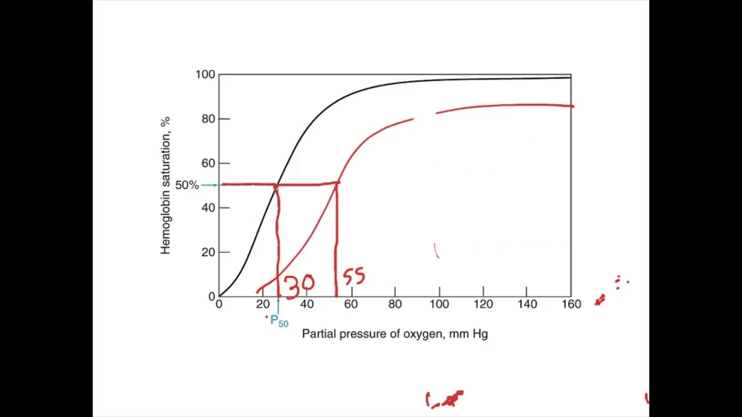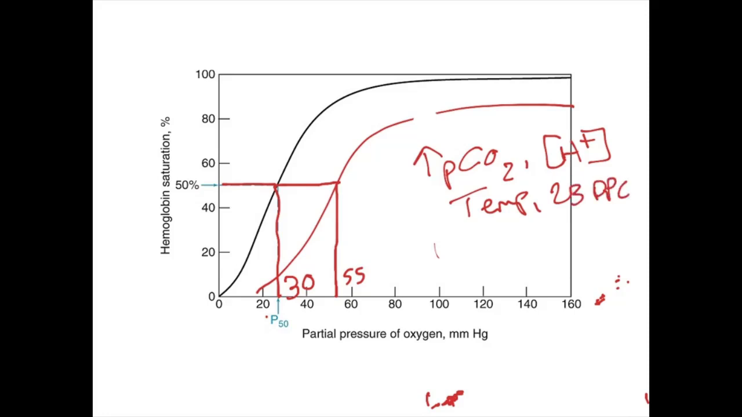So these things include an increase in your CO2, an increase in your hydrogen ions, which would make you acidotic, increase in temp, and an increase in 2,3-DPG. More on that a little bit later. Other things that will also shift you to the right are hemoglobin S for patients that have sickle cell anemia.